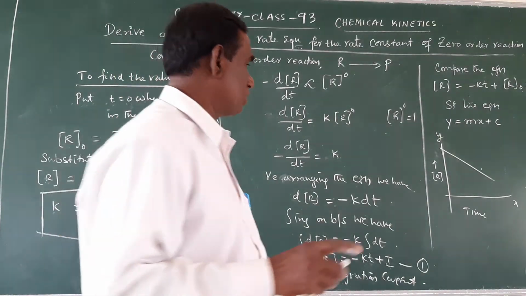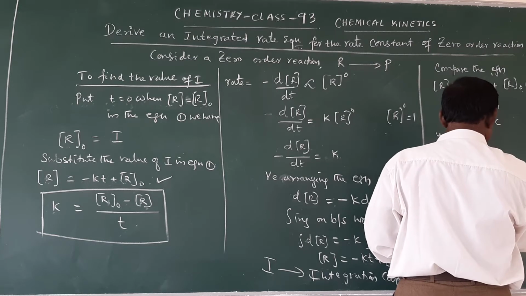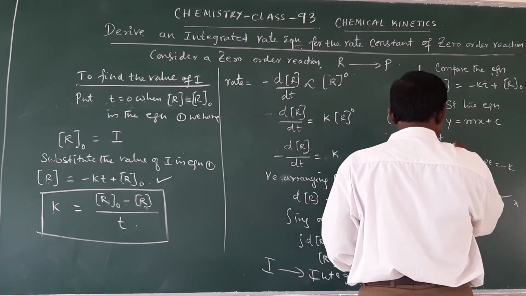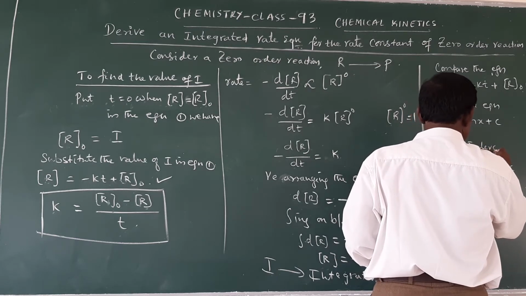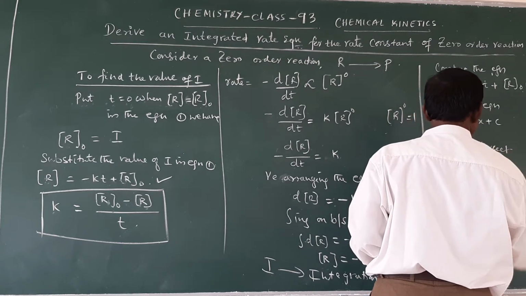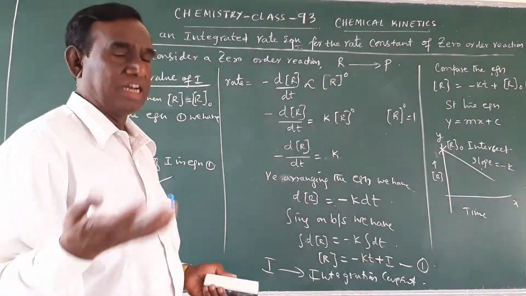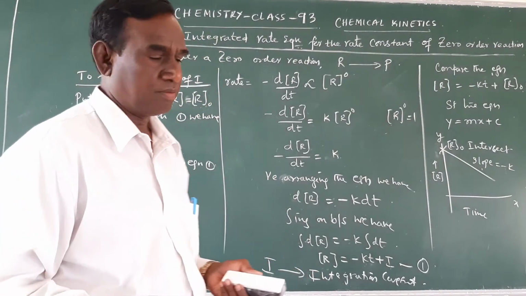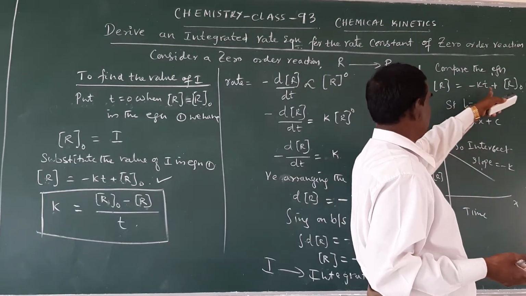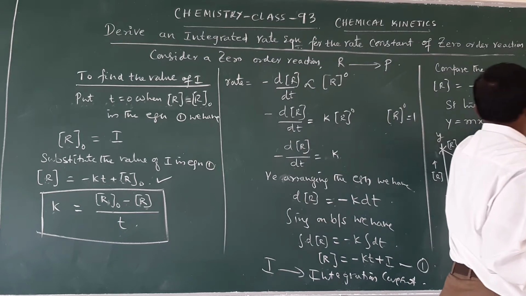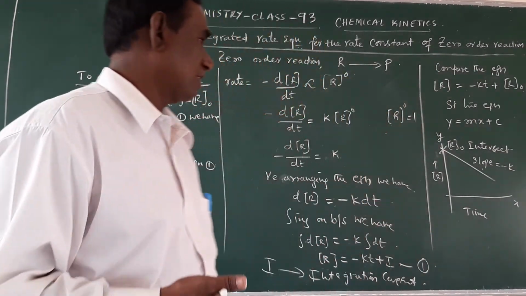With slope equal to minus k, you see, that slope is equal to minus k, and the concentration R naught is the intercept. So it is possible to draw a graph by comparing the equation R is equal to minus kt plus R naught with that of the straight line, that is y is equal to mx plus c.